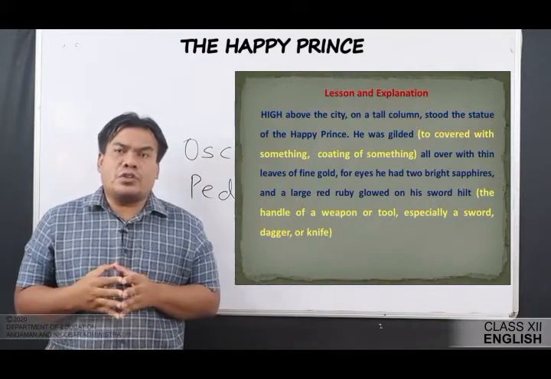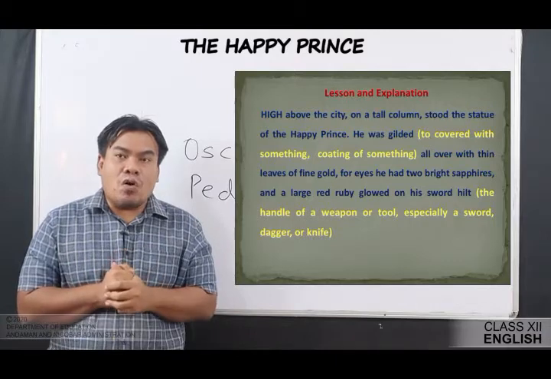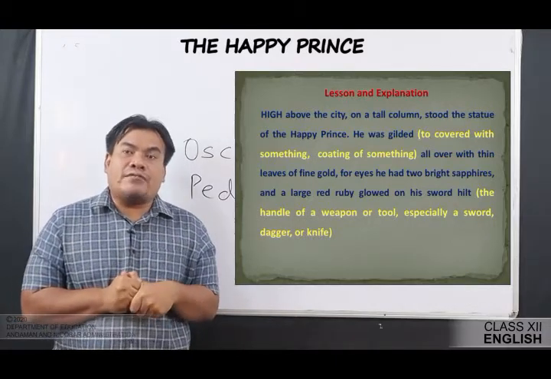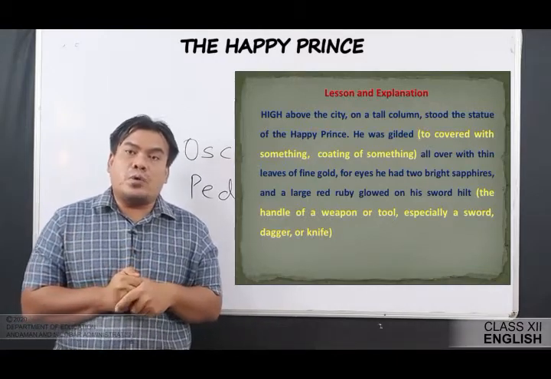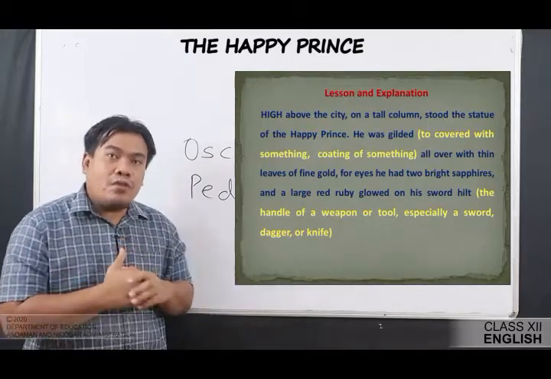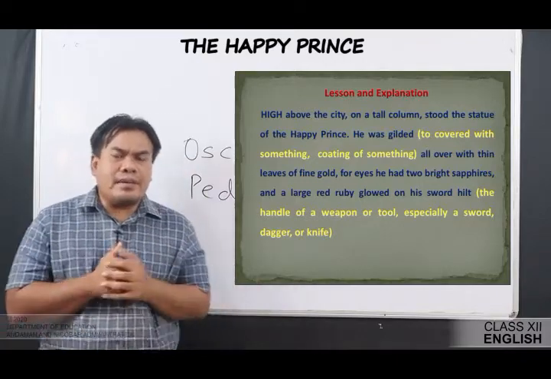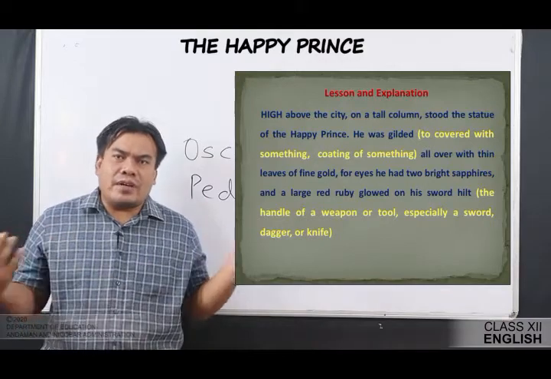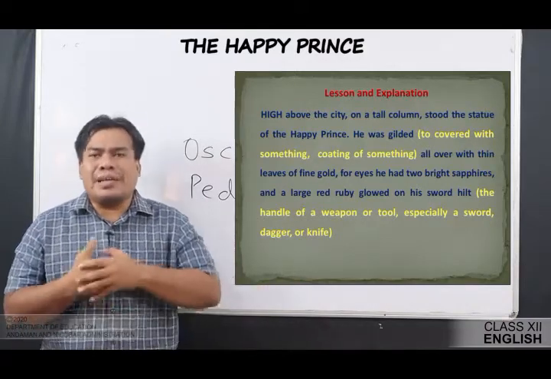High above the city on a tall column stood the statue of the Happy Prince. He was gilded all over with thin leaves of fine gold. For eyes he had two bright sapphires, and a large red ruby glowed on his sword hilt. This is actually the description of the statue. Here, the meaning of gilded, G-I-L-D-E-D, is to cover it with something, like a coating of something.